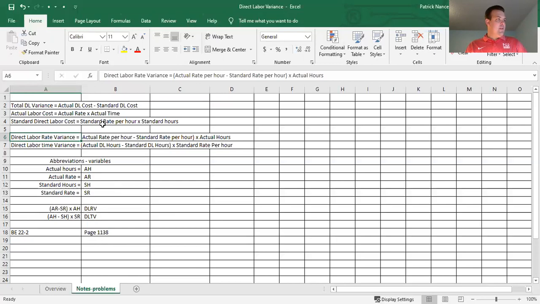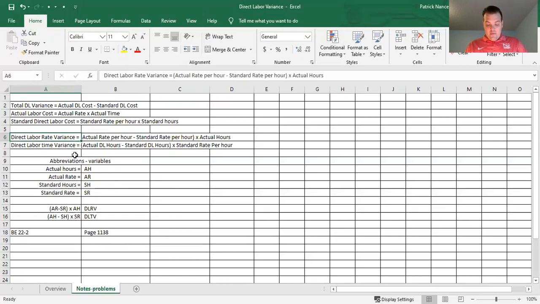My direct labor rate variance will be my actual rate per hour minus my standard rate per hour, times the actual hours. In the example here on page 1115, the standard rate was $9 and the actual rate was $10. You can see they take $10 minus $9, and then take it times the actual hours, 3,850, to get an unfavorable variance of $3,850.